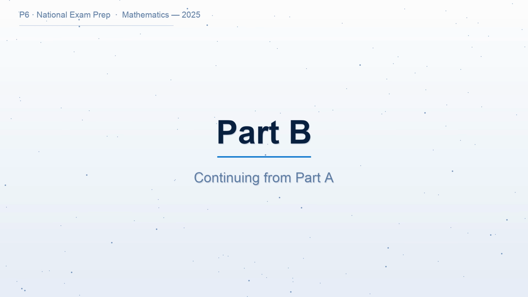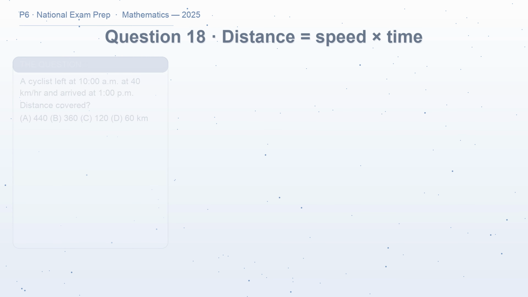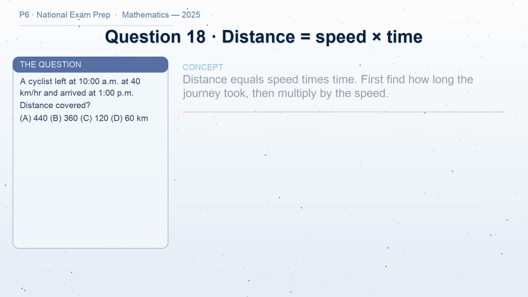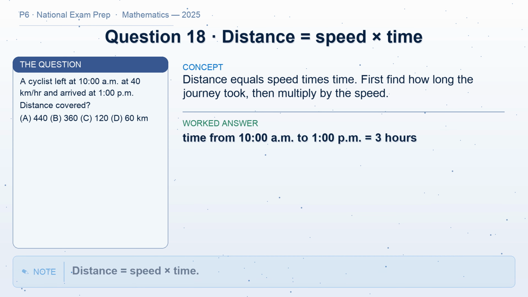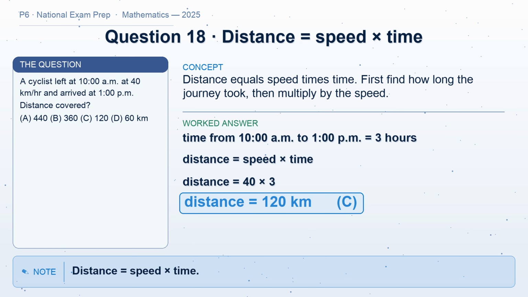Let's continue. Question 18. A cyclist set off at 10 o'clock in the morning at 40 kilometers per hour and arrived at 1 o'clock in the afternoon. How far did she travel? The rule is simple. Distance equals speed times time. First, let's find the time. From 10 in the morning to 1 in the afternoon is 3 hours. Now multiply the speed by the time, 40 times 3. That gives 120 kilometers. The answer is 120 kilometers.